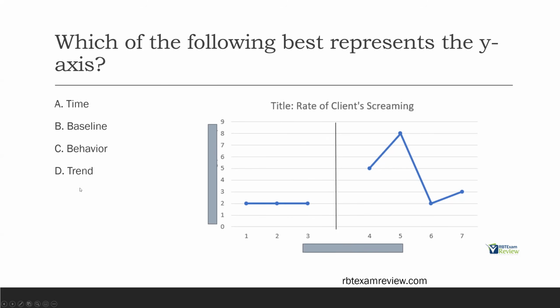Let's read all of our answer choices. D, trend. What is trend? Trend is the way the data is moving. So if we were to describe the trend for 1, 2, and 3, we would say no trend, right? It's very flat. If we were to describe the trend for 4, 5, 6, and 7, again, no trend. It would be impossible to know what way this data is moving. We have an increase from 5 to 8, but then it decreases sharply, but then it rises again, okay? So our answer here is C, behavior. Behavior goes on the y-axis, time goes on the x-axis.